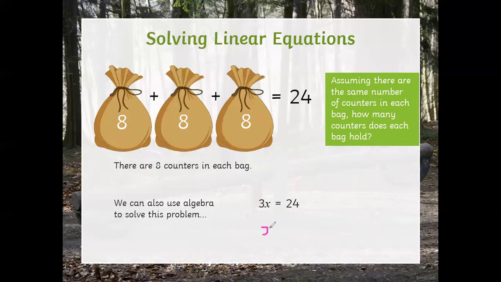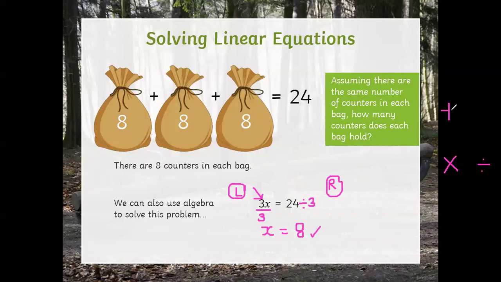At the end of the day, I want to find x. Now, how do I find x? I've got to make the 3 disappear. Since it's a multiplication, I use the opposite operation, which is division. So I will divide by 3 on the left and I will also divide by 3 on the right, because what I do on the left, I must do on the right. When I do that, I will get 8 as my answer.